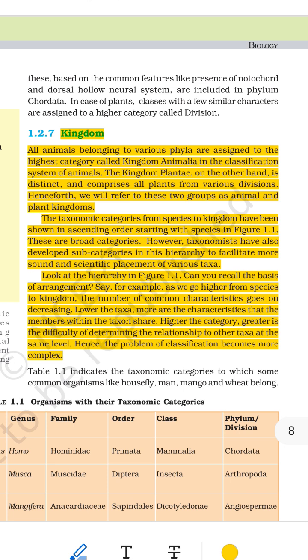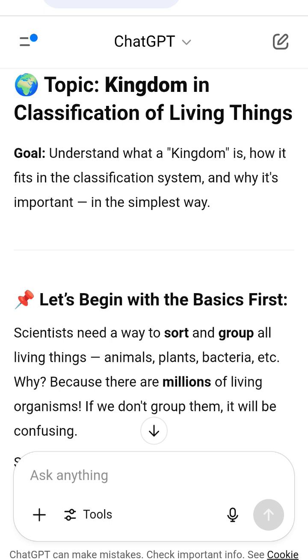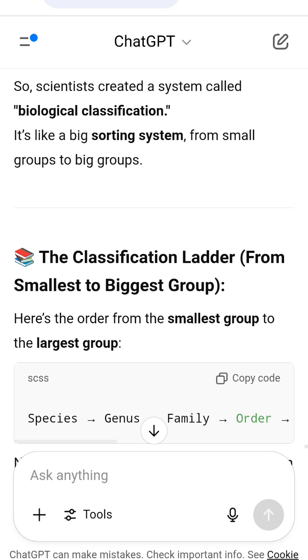5. Class, even bigger group, e.g. Carnivora plus monkeys equals Mammalia. 6. Phylum, broader group, e.g. mammals plus birds, fish equals Chordata. 7. Kingdom, biggest group, e.g. all animals equals Animalia. The higher the group, the bigger it becomes, but the members become more different, they share fewer features.